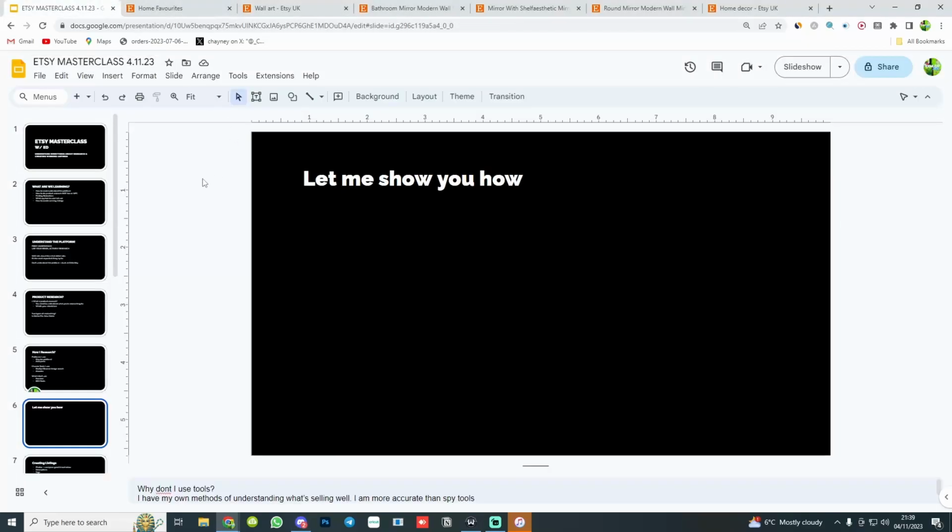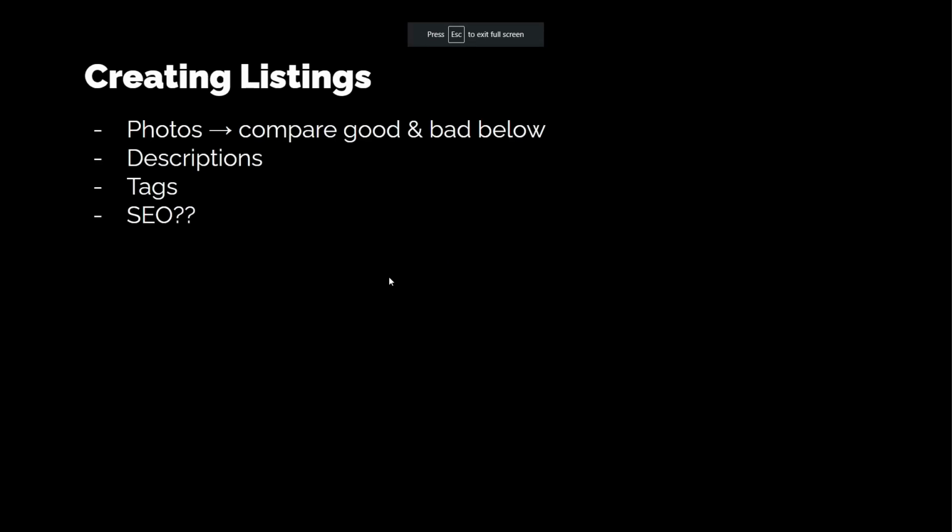Okay, let's go back. So that's product research. Should have helped, hopefully. Oh, cool. Creating listings. Let's do this. Photos. Compare good and bad. I think we had a look at some already, and I said what was good, what was bad. So mainly just focusing on the lighting and the images as well.